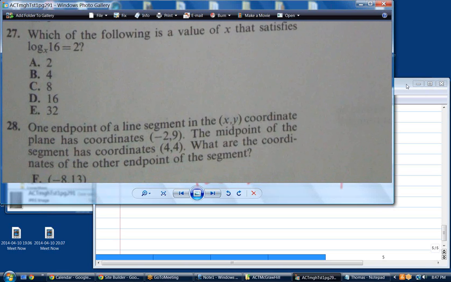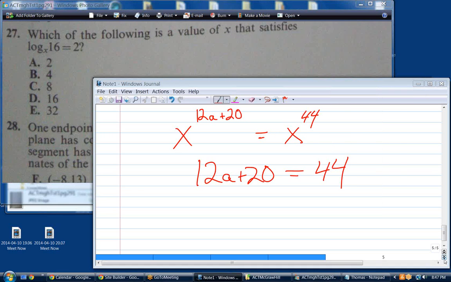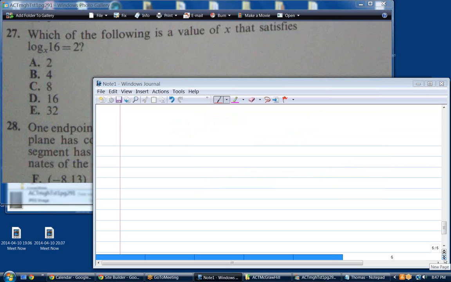Now, this problem bothers me that it's on there because I don't think there's any log problems on the ACT. But you've had logs. No, we haven't done them yet. You haven't done logs yet? Not yet. And I think our math teacher was even saying that they don't have them anymore. They used to. Ah, maybe that's the problem. This is an old test. This is like 5 years old.